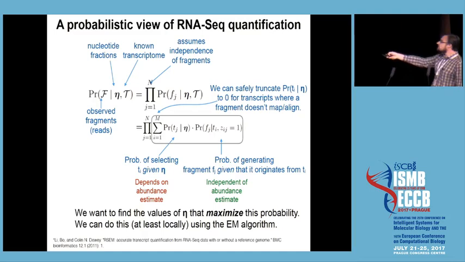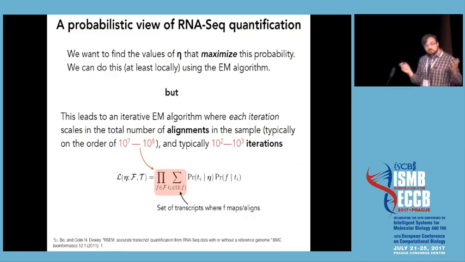And so we want to find the values of eta that maximize this, so we want to turn this probability into a likelihood. And luckily we can do this, at least locally, using an EM algorithm. And so that's great, but what is the problem? If you've been following the literature, there's been a lot of work on transcript quantification since RSEM, even though it's a great model and a great program.